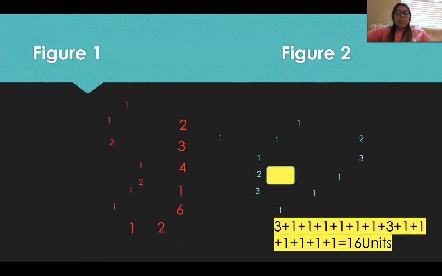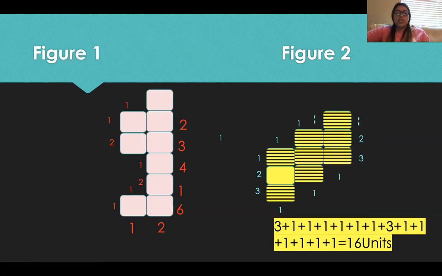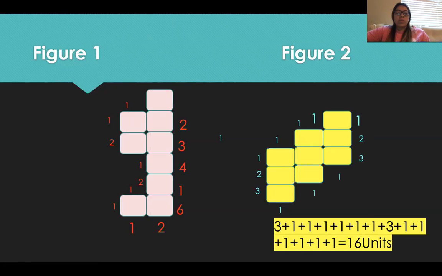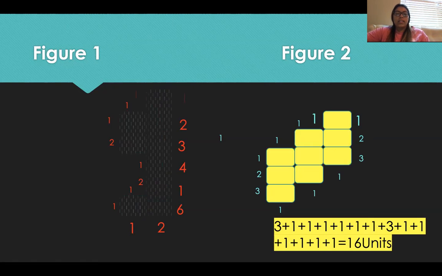Here, we have figure 1 and figure 2. We will determine which figures have the least perimeter and the greatest by counting the sides. These two figures above, we are asked to figure out the perimeter of both of them. Each side is equal to 1, making the perimeter of figure 1 equal to 18 units.